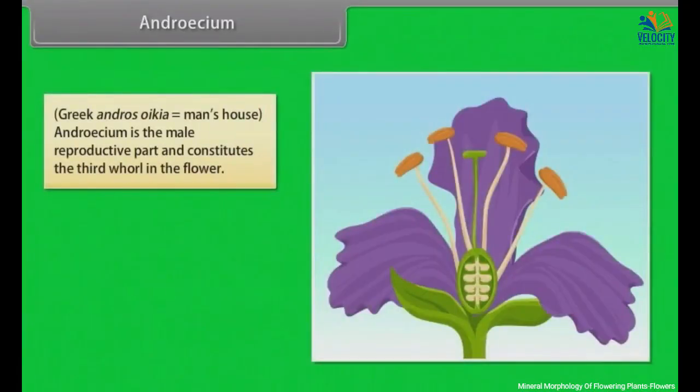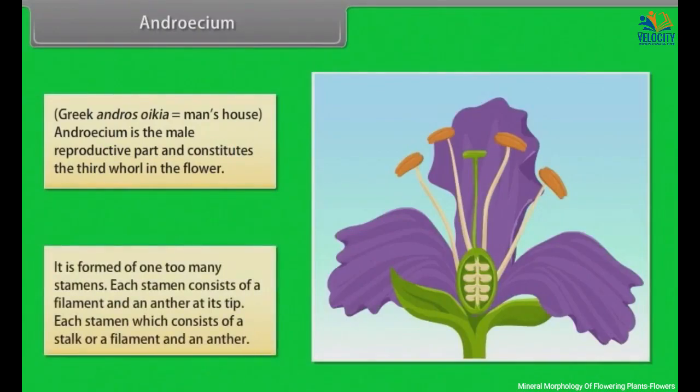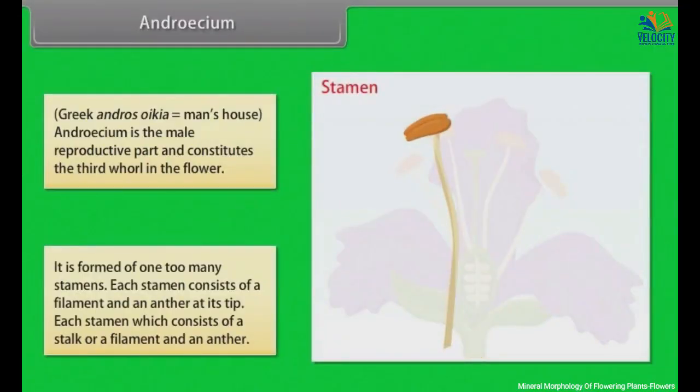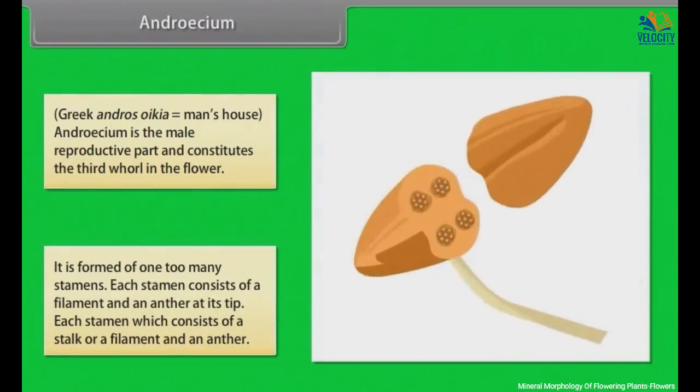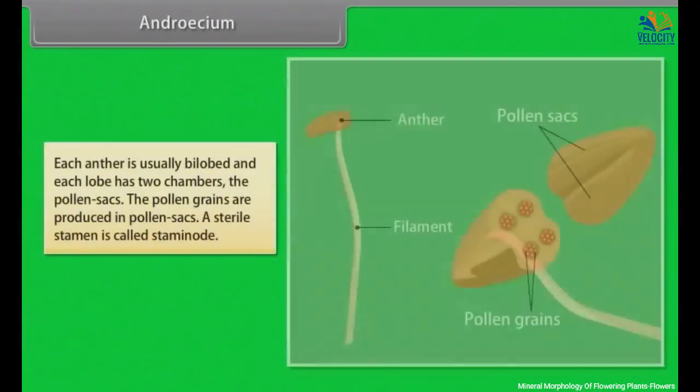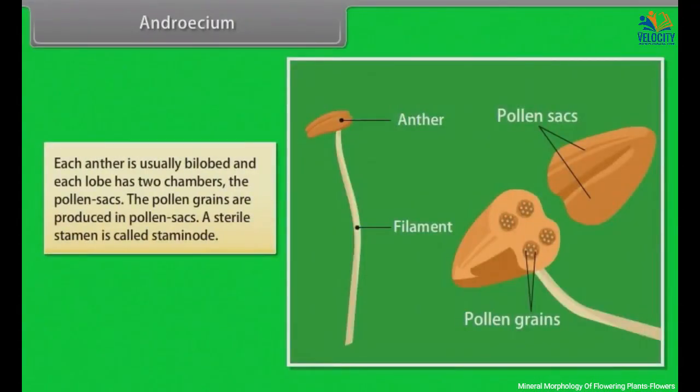Androecium. Androecium is the male reproductive part and constitutes the 3rd whorl in the flower. It is formed of 1 to many stamens. Each stamen consists of a filament and an anther at its tip. Each anther is usually bilobed and each lobe has 2 chambers, the pollen sacs. The pollen grains are produced in pollen sacs. A sterile stamen is called staminode.